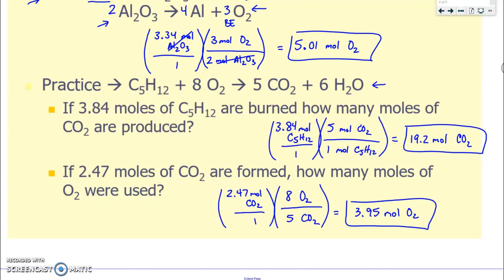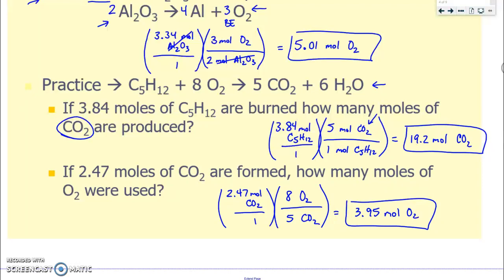I have posted the answers, so you should have taken your 3.84 moles over 1, and then they were specifically asking you about CO2, so that's why the CO2 is on top here, and I'm getting rid of my given, the C5H12. So I have 5 over 1, that's my balanced equation step, and then I just multiply.